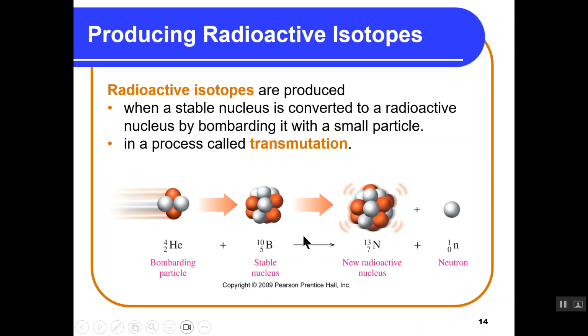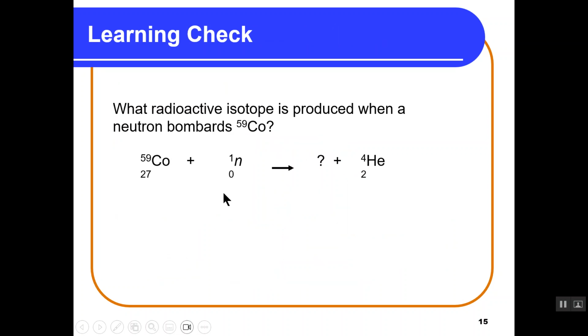So this is what is happening in this example that you're looking at right here. Basically, the boron 10 is bombarded with alpha particles, and then that creates a very unstable nucleus along with some other byproduct, a neutron in this case, right? And then this can be used for whatever purpose that it can be used for. All right. So that's basically what we mean by transmutation. You're transforming one nucleus, one element into another by bombarding it with some particle. All right. So let's look at this example.